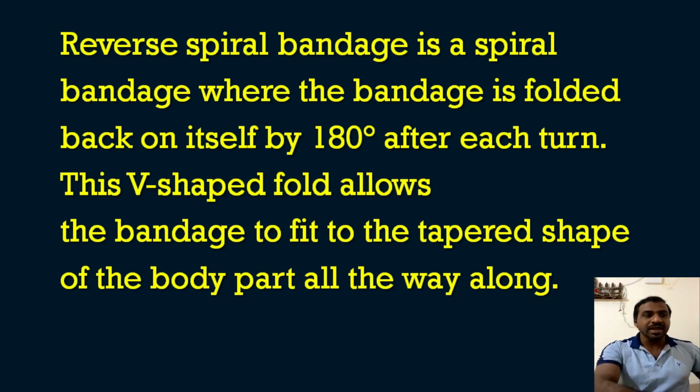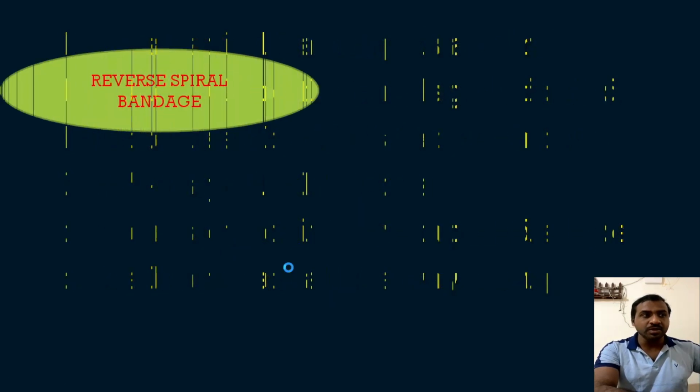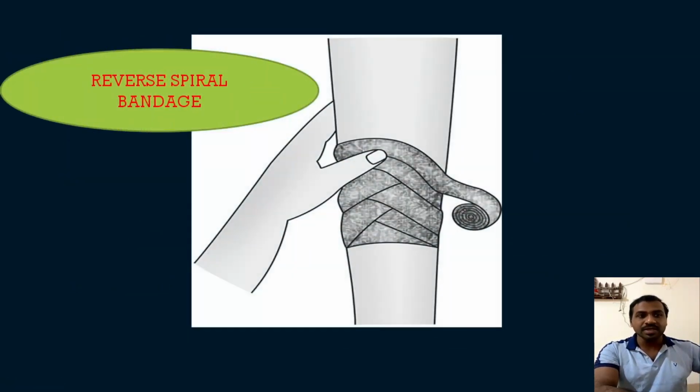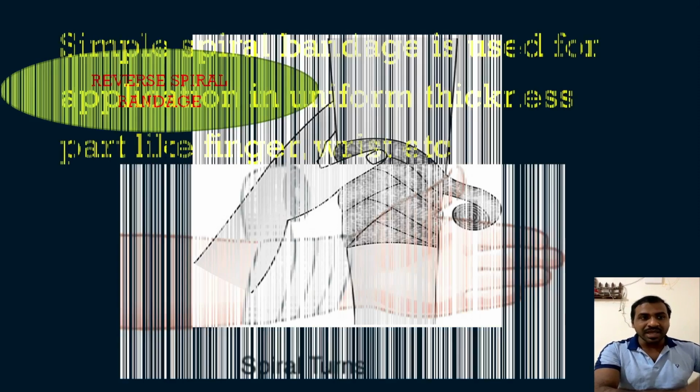So in such areas the reverse spiral bandage is more appropriate because the bandage is folded back on itself by 180 degrees after each turn, and it is a V-shaped fold which allows the bandage to fit the tapered shape of the body all the way along. So we will see a picture of a reverse spiral bandage. This is the picture, and you can see the V-shaped folds in this. This is suitable for the forearm, and also in the legs we can use this. Now we will see the other options.